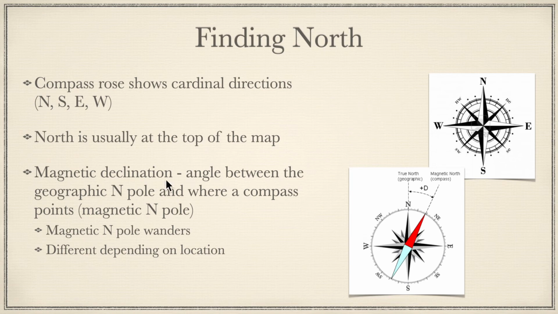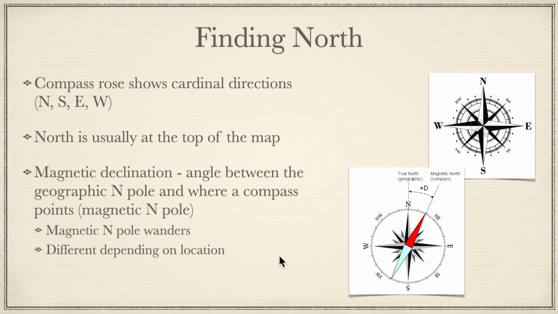And there's something called magnetic declination, which is the angle between the geographic North Pole and where a compass points, or the magnetic North Pole. Why do you need this? Because if you're using the compass to find anything on a map, the geographic North Pole is kind of what we think of as actual north. But the magnetic North Pole is what we have a compass to find. So the magnetic North Pole does tend to wander. It actually will move around.